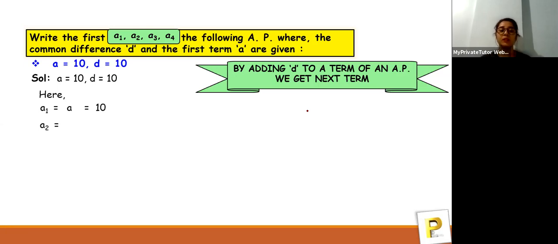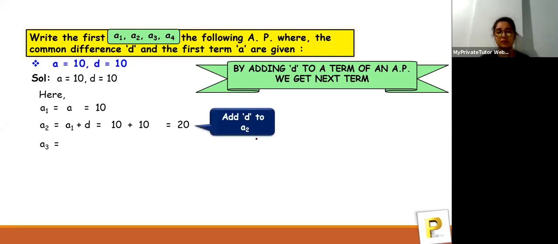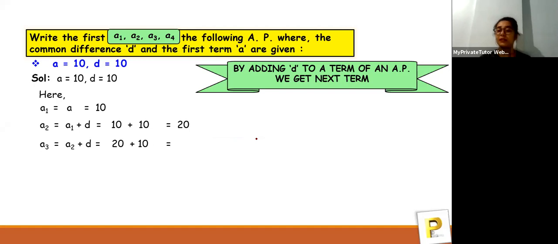A2 will be what? You have to add d to a1, so it will be a1 plus d, that is 10 plus 10, that is 20. Okay, so can you guys try the next number? What will be the next number? You just have to add 10 to this number and we'll get the next number. Okay, 30, I've got the answer and that's correct. Okay, so in this way, you get the next number. So you have to just add 10 to the previous and you'll get 30.